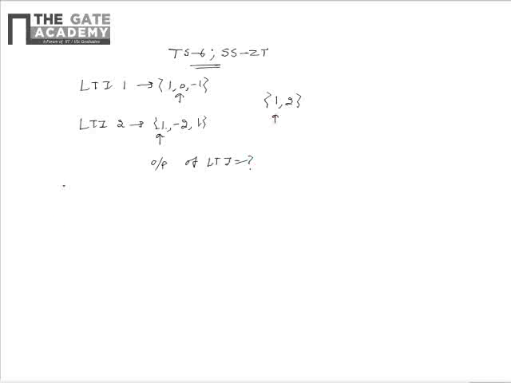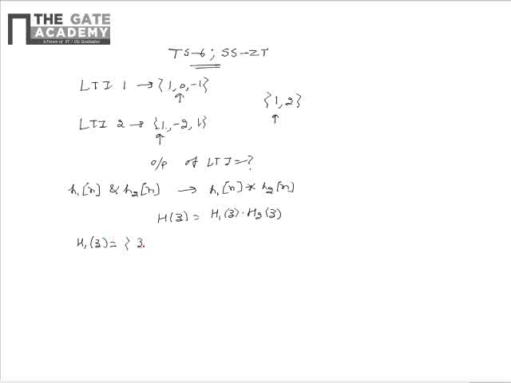We know that if two LTI systems of impulse responses h1 of n and h2 of n are connected in cascade, their cumulative impulse response is given as h1 of n convolved with h2 of n, and the cumulative system function can be given as H of z is equal to H1 of z multiplied by H2 of z. So from the given data we see that H1 of z is equal to z minus z inverse, and H2 of z is equal to 1 minus 2z inverse plus z power minus 2.